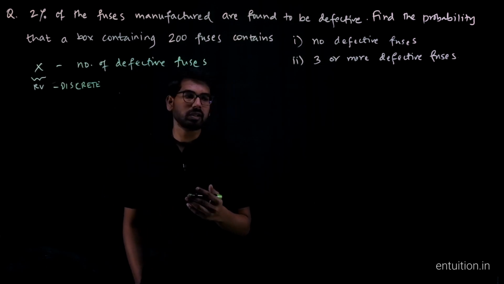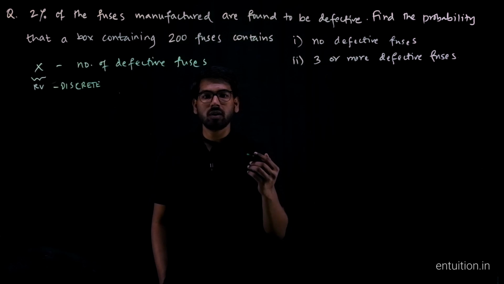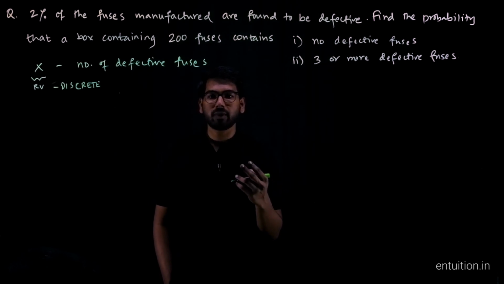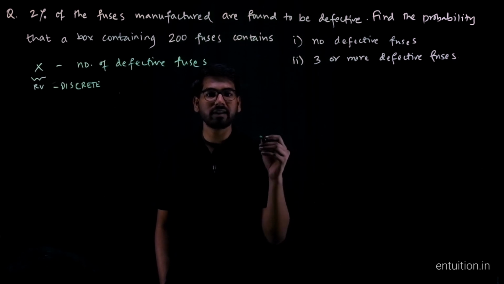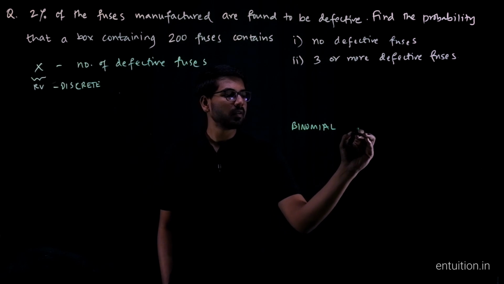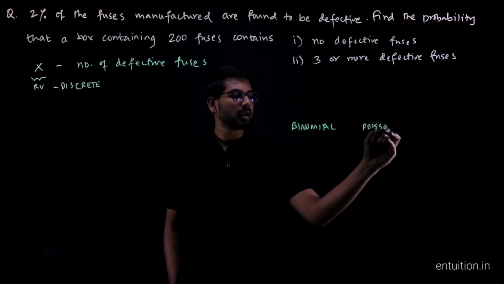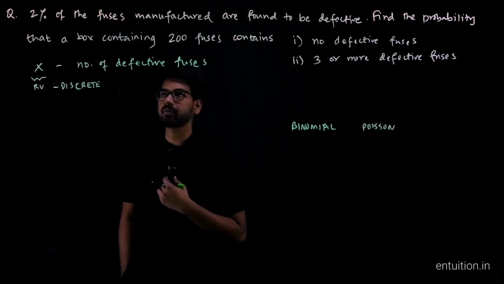If it is a discrete random variable, this experiment has to follow one of the two discrete distributions we know. In our syllabus there are only two discrete probability distributions: either it will be binomial or it will be Poisson. So how do you check if it is binomial or Poisson? Next, what else is given?